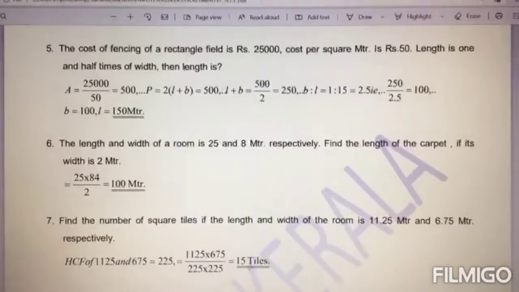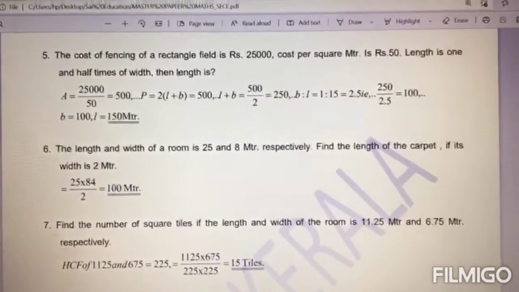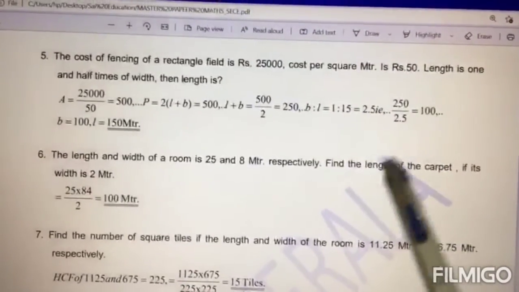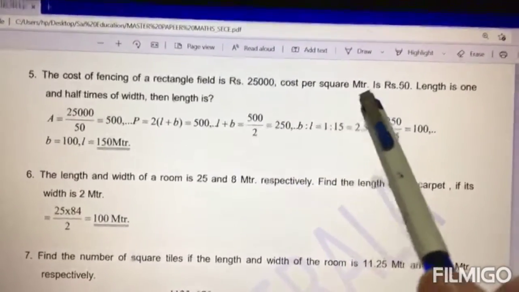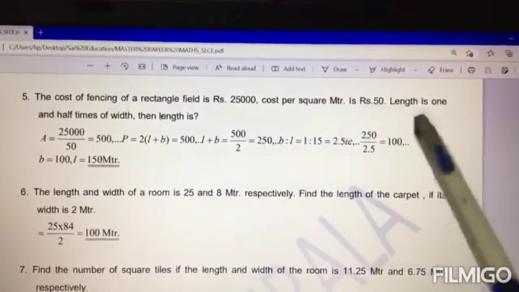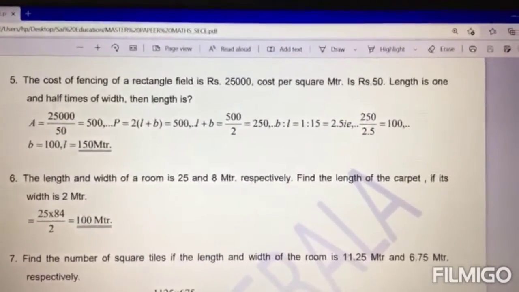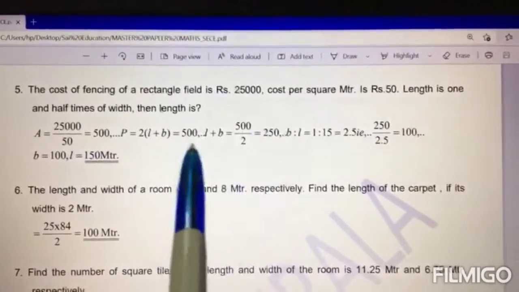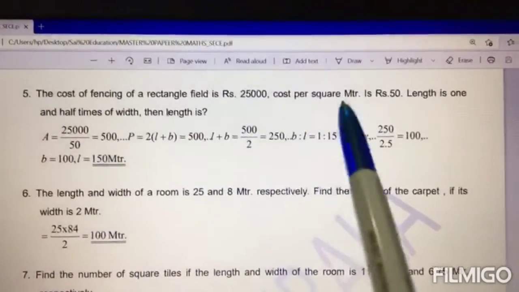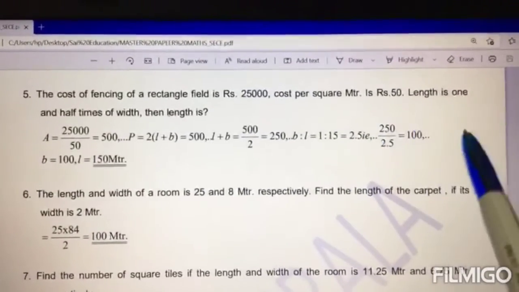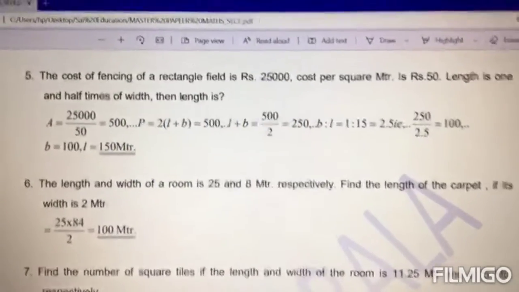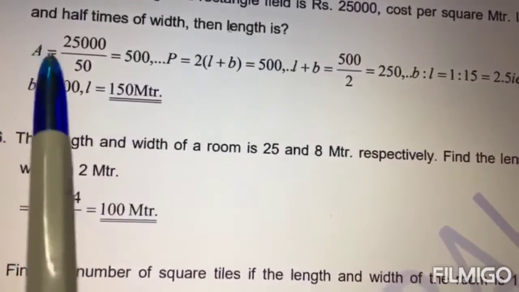So we're doing mensuration and we had started rectangles last time. Let's continue that. I just want to take you back to question number 5. There's a mistake in this question. This should be cost per meter is 50 rupees. So you should read the question as: the cost of fencing a rectangular field is 25,000 rupees. Cost per meter, not square meter, is rupees 50. Length is 1.5 times of width. Then what is length? So here it should be P and not A.